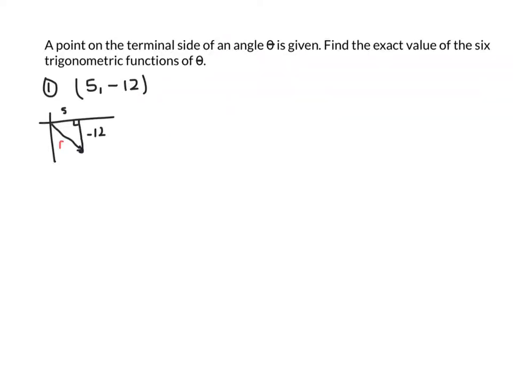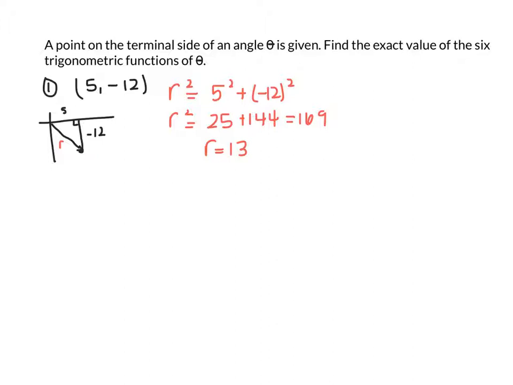So first thing we need to do is find the radius. Go ahead and pause the video and use the fact that this is a right triangle to find the value of your radius. So this is a 5, 12, 13 right triangle. So when you find that, you end up with your radius being 13. So now you have your x and y coordinates and you have your radius. Go ahead and pause the video and find the exact value of all 6 trig functions of theta.